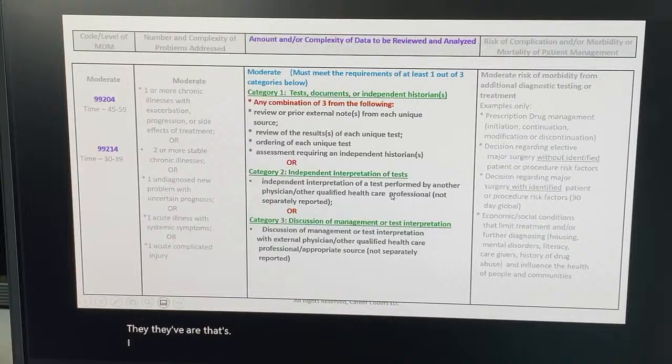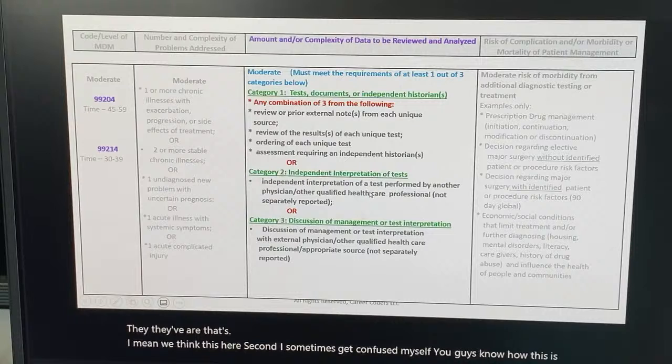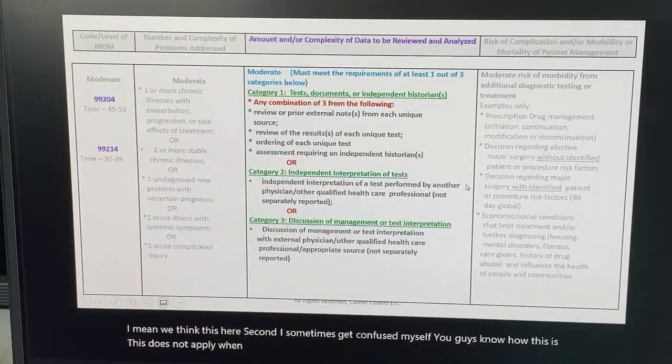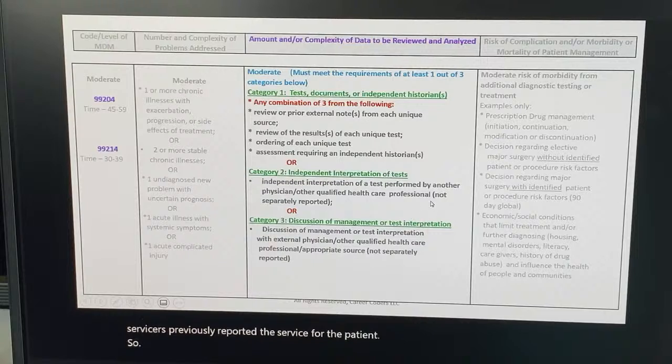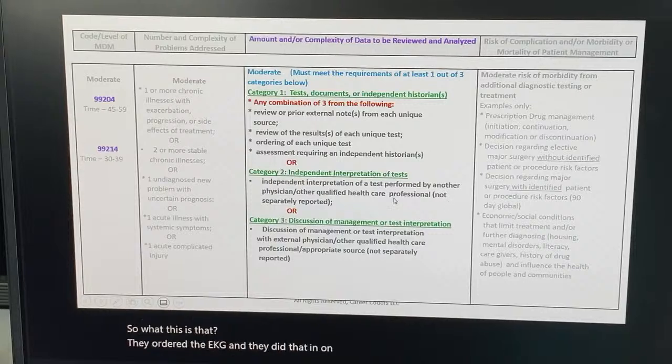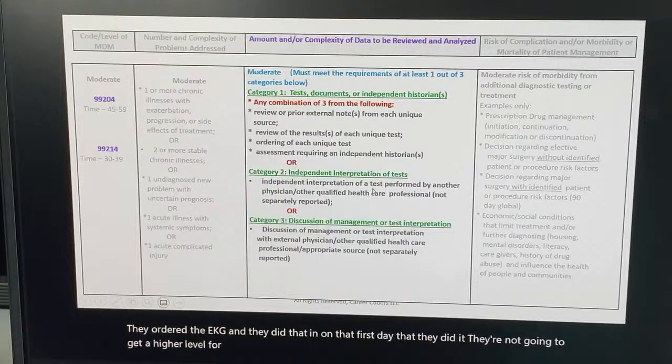Let me read this here. So I sometimes get confused myself. You guys know how this is. This does not apply when a physician or a qualified healthcare professional is reporting the service or has previously reported the service to the patient. So what this is, they ordered the EKG and they did that on that first day that they did it. They're not going to get a higher level for this if they've already done that. They've already done the EKG, they've read it and that type of thing.